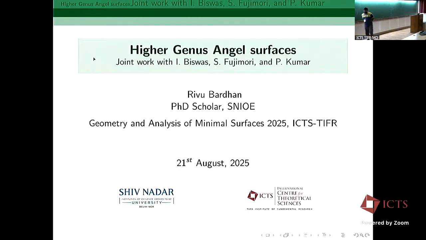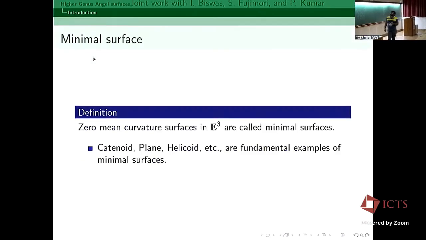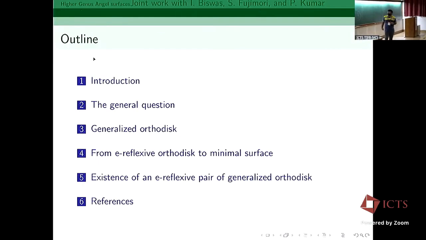Thank you. First of all, I would like to thank the organizers for giving me the opportunity to present my work here. The title of my presentation today is Higher Genus Angel Surfaces. It's a joint work with Professor Biswas, Professor Fujimori, and Professor Kumar. So this is the basic structure of the talk.